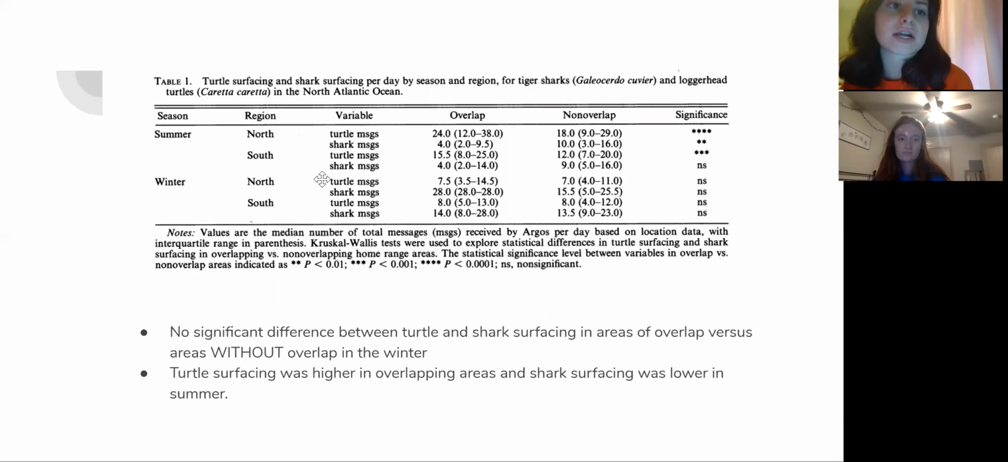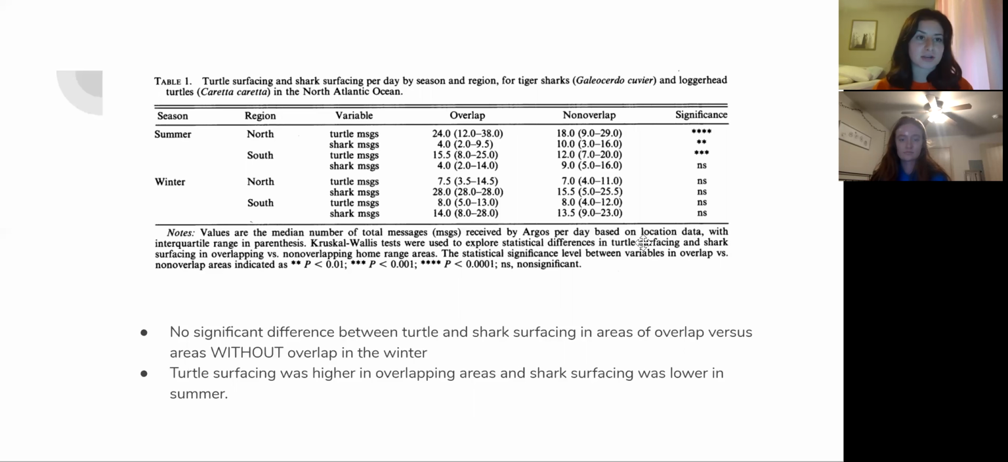This chart over here is from the statistical analysis that they conducted. The variable, these messages, are from the Argos satellite tracking, sending up messages every time they breach the water. And the top part is the summer, the bottom is the winter. And what they found was that there was no significant difference between the turtle and the shark surfacing in areas of overlap versus the areas without overlap.